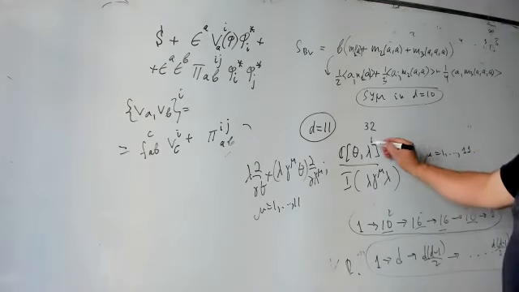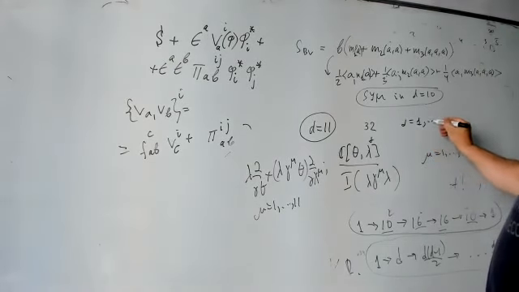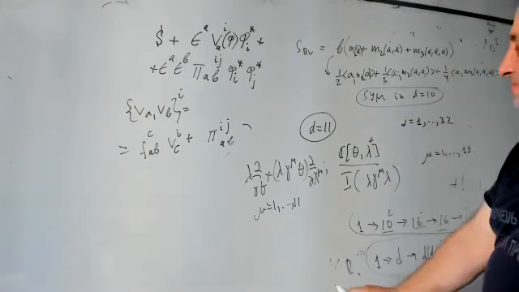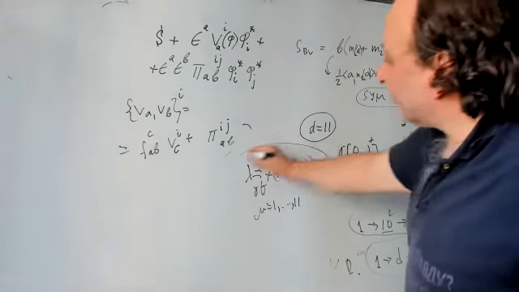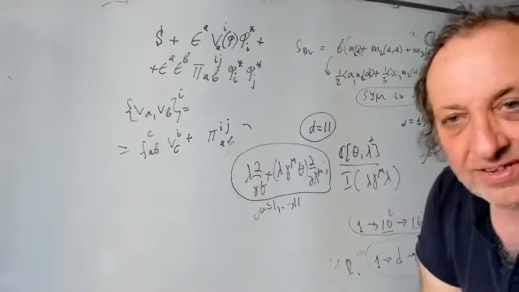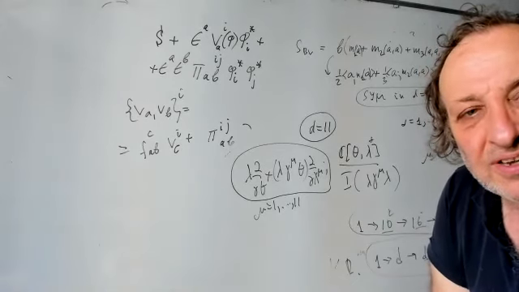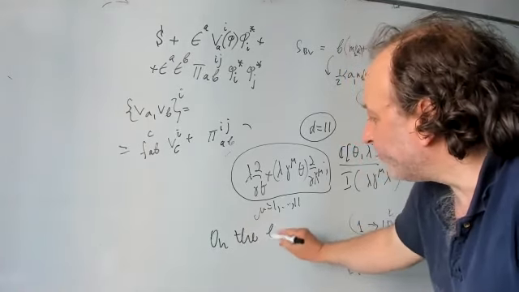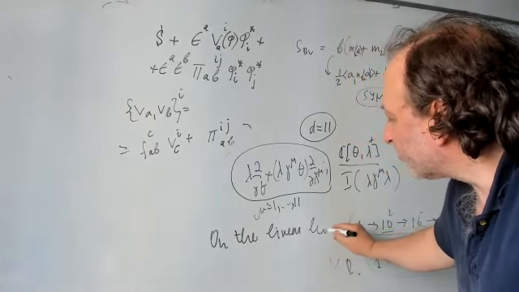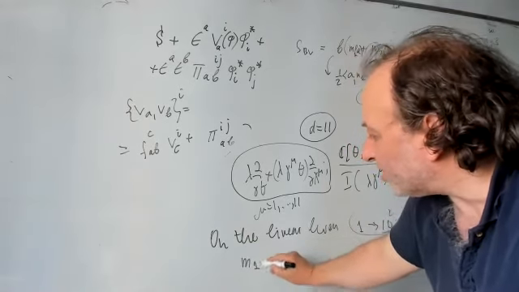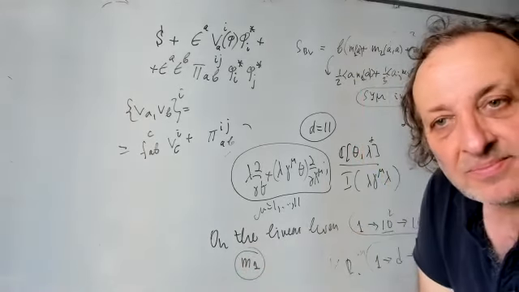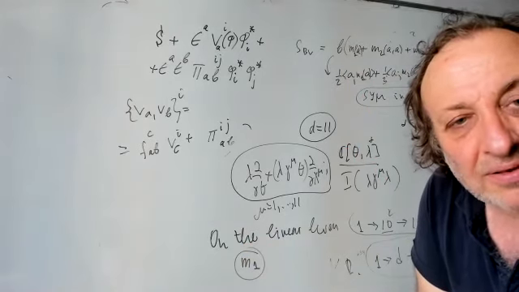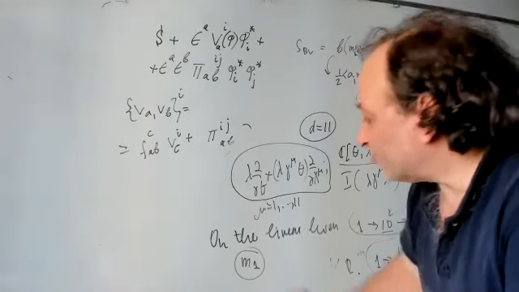So now alpha goes from 1 to 32. And if you study such a system, this system is understood only on the linear level, so on the level of the operation M1. It's interesting that on the level of operation M1, it is nothing but 11-dimensional supergravity.